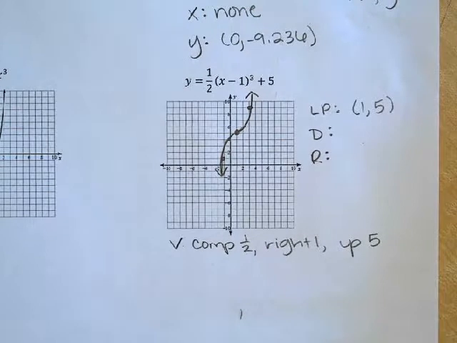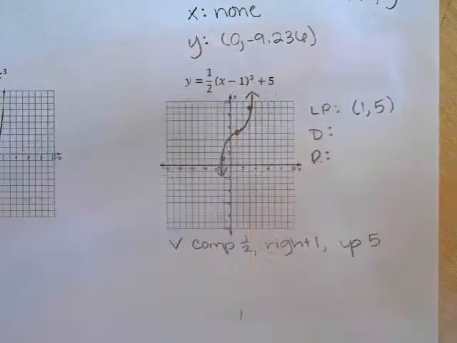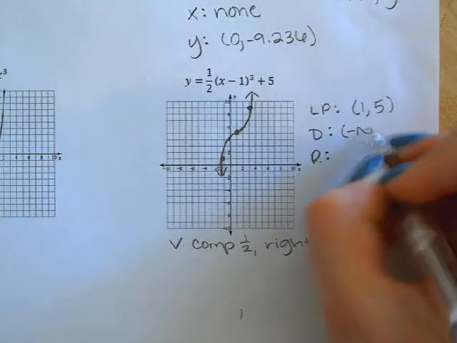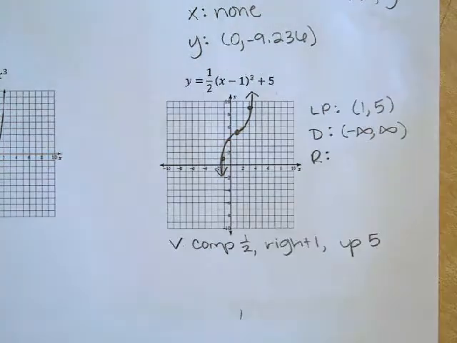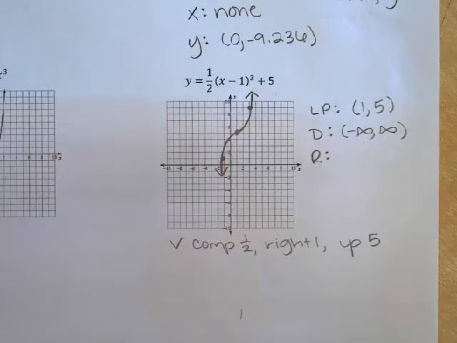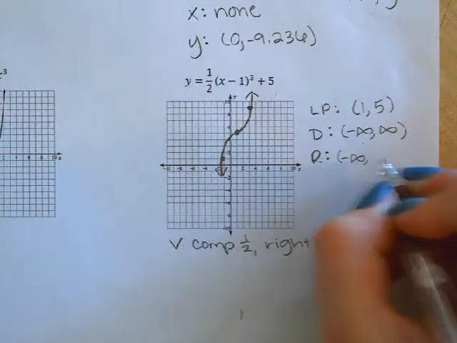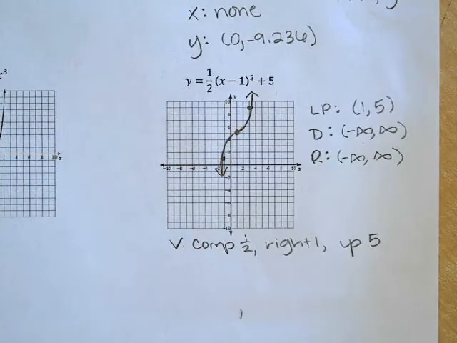What do you guys think the domain is? Yeah, negative infinity to positive infinity, because if we look on the left side, we have an arrow. If we look on the right side, we have an arrow, and nothing skipped. This whole graph, all the x values are there. So we have negative infinity to positive infinity. What about the range? Yeah, same thing. Goes down forever, goes up forever. So these graphs are kind of nice for domain and range because you don't really have to think about it.